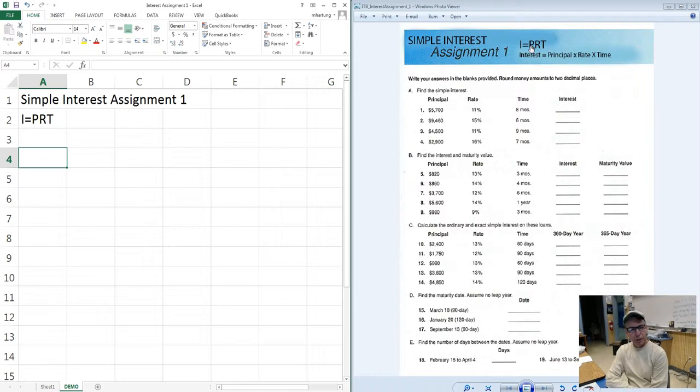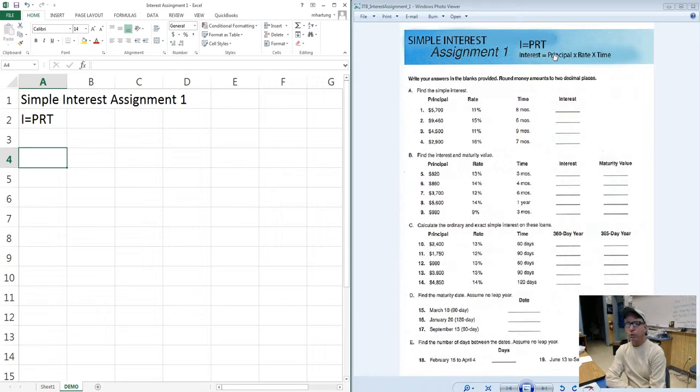Now, we will talk more in class about interest, but interest is the price for using money, for borrowing money. It's also the amount that you can be paid when you invest money, either into a savings account or if you invest money into some type of stock market account or a mutual fund. So it's a price paid for the use of someone else's money. And so simple interest uses the formula I equals PRT, which means interest equals principal times rate times time.